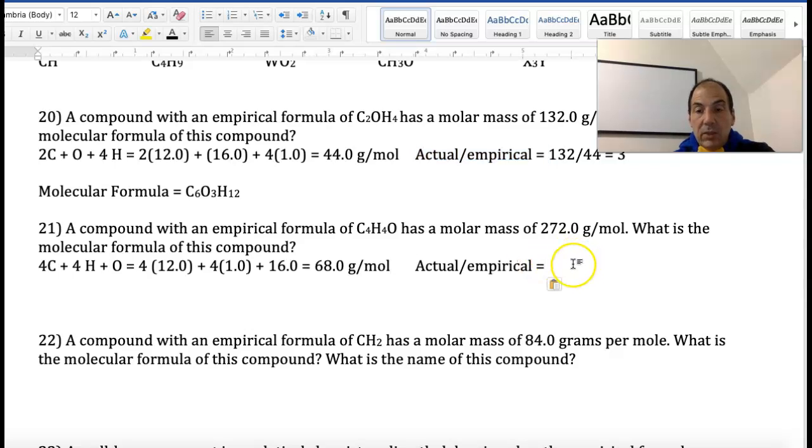The actual has to be given unless you're doing a lab, in which case you would find it, but we're not doing that right now. So 272 divided by 68 sounds very 4-ish to me. Okay, so that means now I have to multiply my formula by a factor of 4.